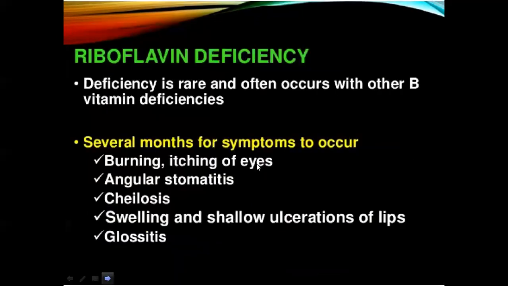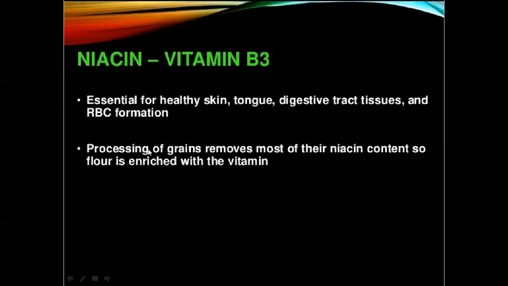Riboflavin deficiency. Deficiency is rare and often occurs with other B vitamin deficiencies. It takes several months for symptoms to occur: burning of eyes, seborrheic dermatitis, cheilosis, swelling and shallow ulceration of lips, glossitis. Niacin, vitamin B3, is essential for healthy skin, tongue, digestive tract, tissue, and RBC formation. Processing of grains removes most of their niacin content, so flour is enriched with the vitamin.